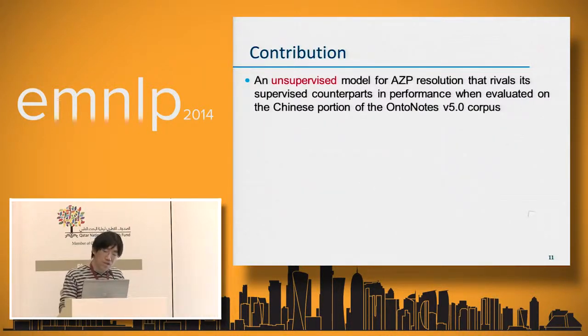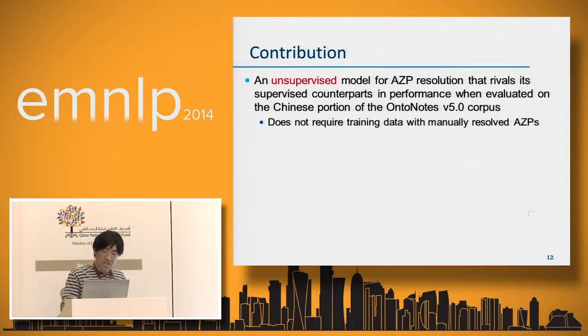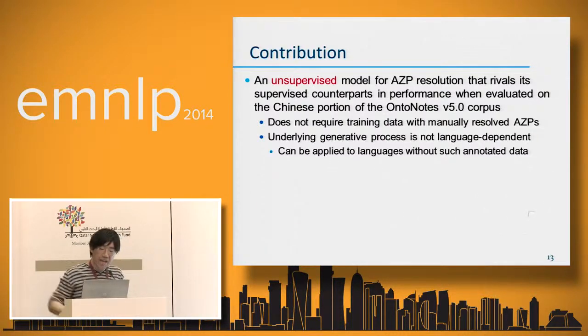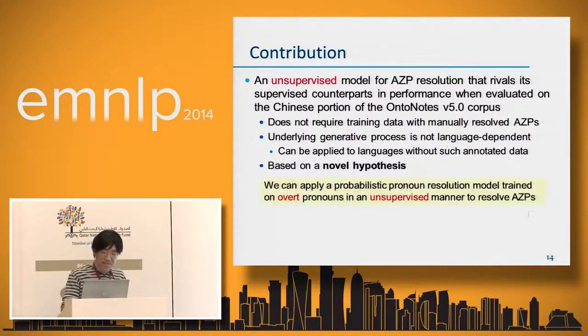So our contribution to this work is the proposal of an unsupervised model for anaphoric zero pronoun resolution that rivals its supervised counterparts in performance when evaluated on the Chinese portion of the OntoNotes version 5 corpus. Its main advantage is that it does not require training data with manually resolved AZPs. And this, together with the fact that the underlying generative process is not language dependent, means that it can be applied to languages without such annotated data.